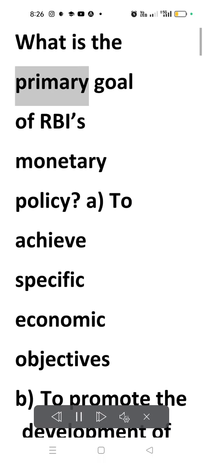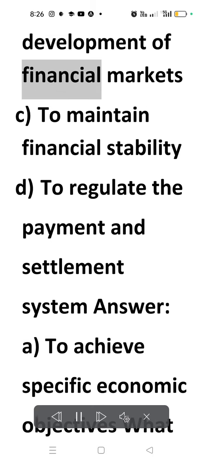What is the primary goal of RBI's monetary policy? A. To achieve specific economic objectives. To promote the development of financial markets. To maintain financial stability. To regulate the payment and settlement system. Answer: A. To achieve specific economic objectives.